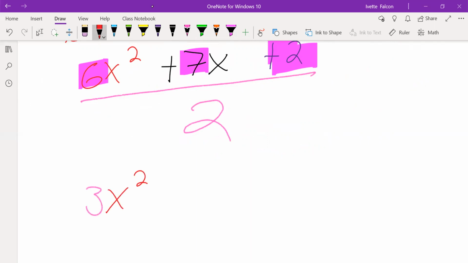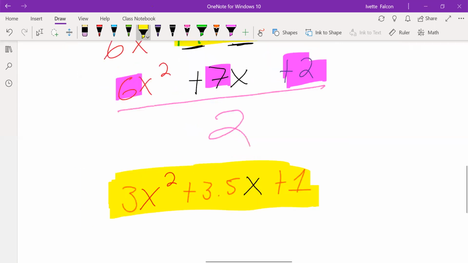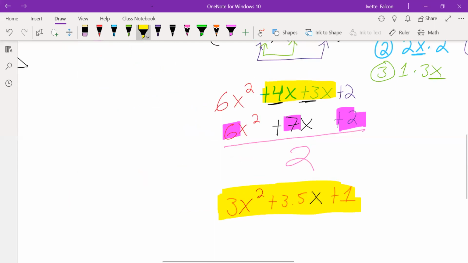Now you're going to do 7 divided by 2. That's going to give you a fraction or a decimal, whichever you want to write it as, which I'm going to write as 3.5. And the letter x stays the same. And the last one that you're going to divide is 2 divided by 2, which is going to give you a positive 1. And that would be your answer. So this is the area of my triangle: 3x to the power of 2 plus 3.5x plus 1.